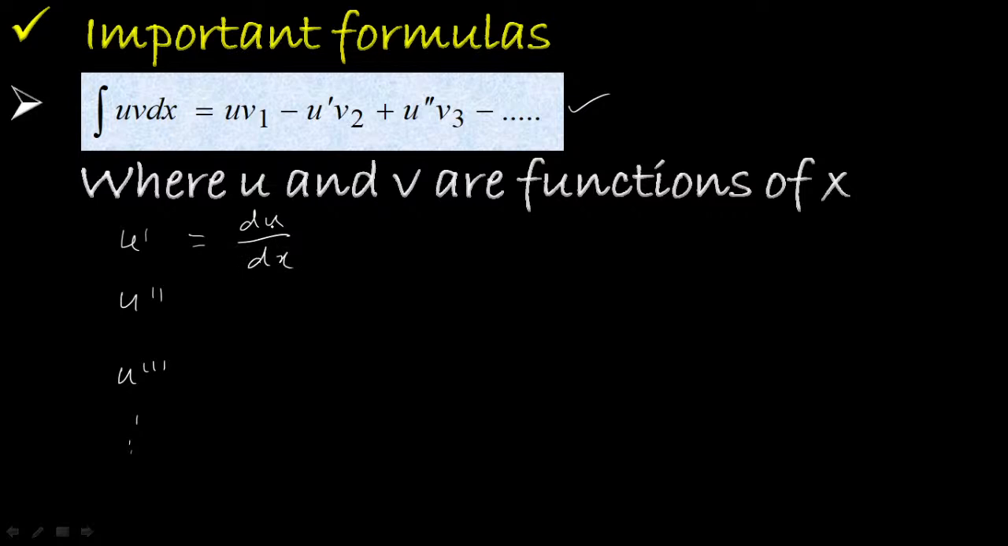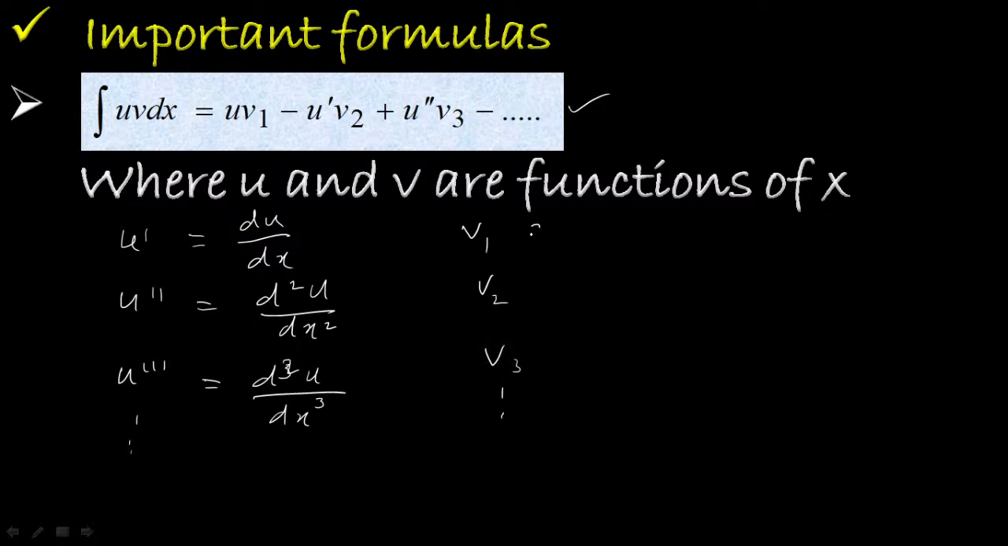That is, you have to differentiate u once with respect to x, and u double dash is equal to d squared u by dx squared. That is, we have to differentiate u 2 times with respect to x. If you differentiate it thrice, that is 3 times with respect to x, that is u triple dash. So etc. These are all successive derivatives, whereas v1, v2, v3 etc.